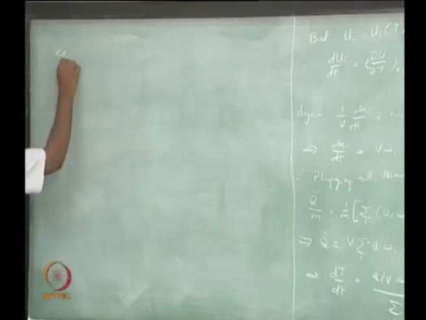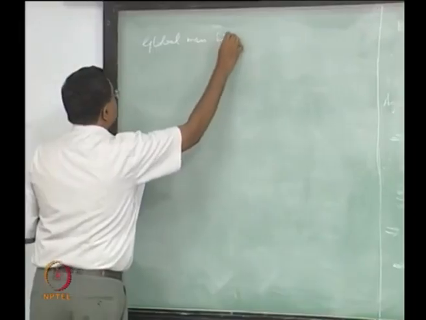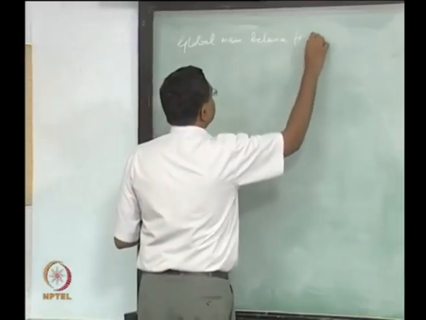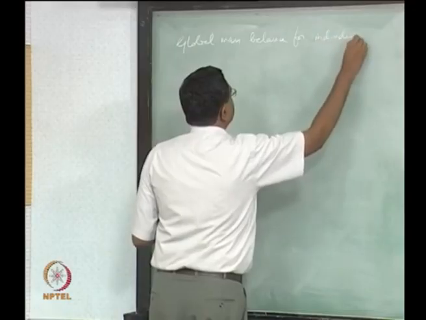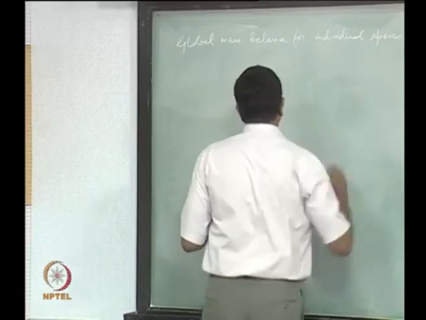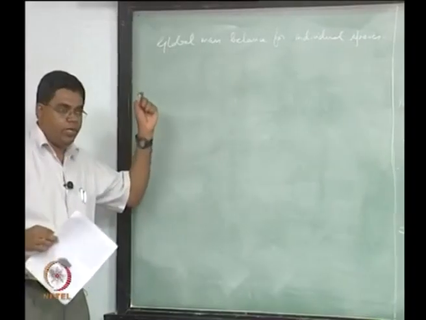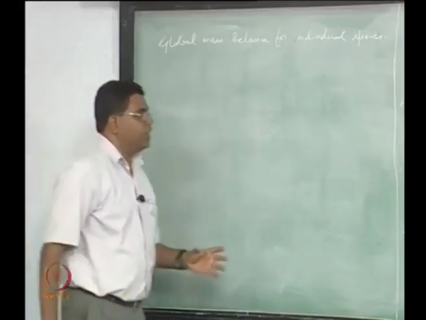So, global balance for individual species. The reason why I am calling it global mass balance is we are not applying it to any particular point in this reactor. It's applied to the entire control volume.